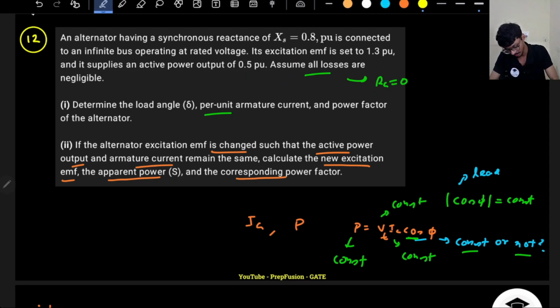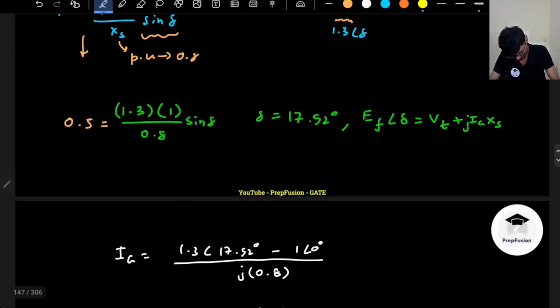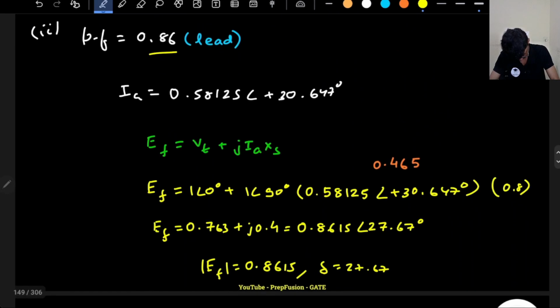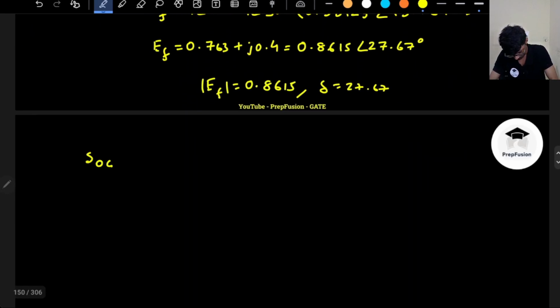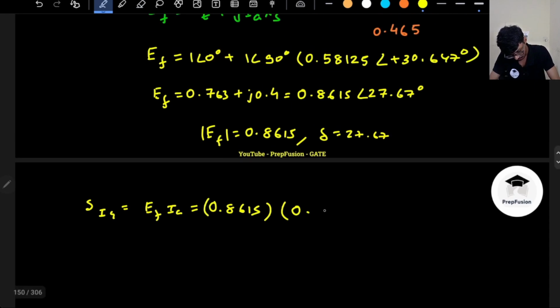Most cases they are asking the apparent power for the generator. For the generator, what will be the apparent power? It will be simply the apparent power input to the generator, EF into IA, in per unit. So EF is how much? 0.8615, and IA is how much? IA is 0.58125. So if I multiply these two values, it is almost approximately 0.5.